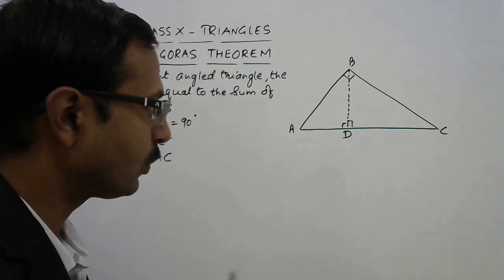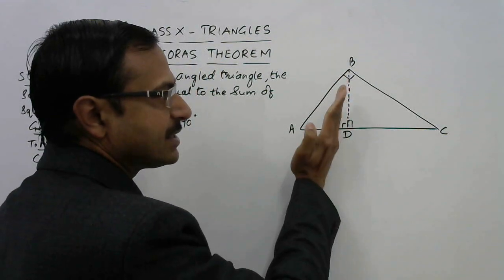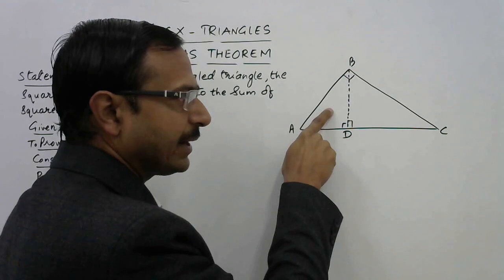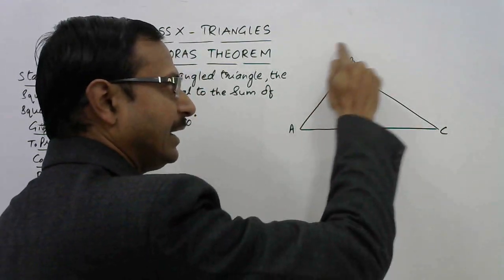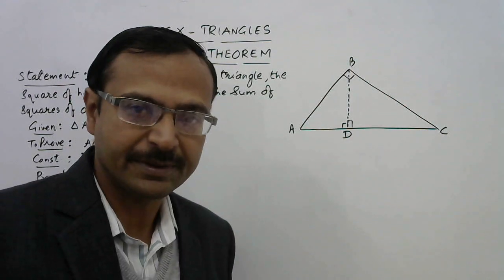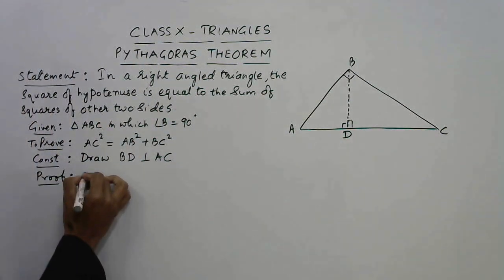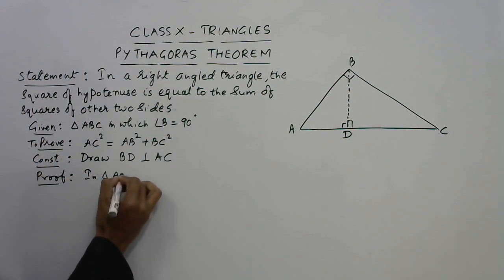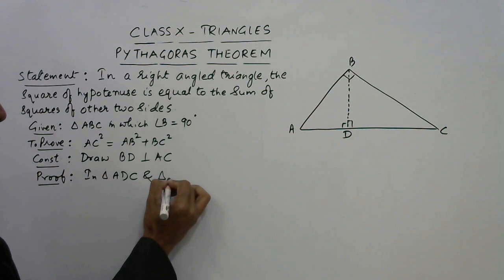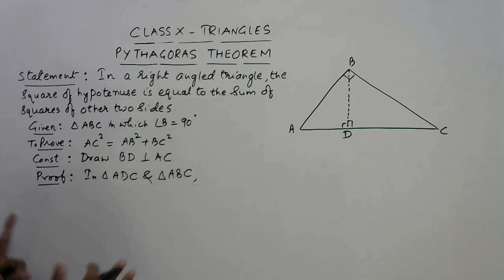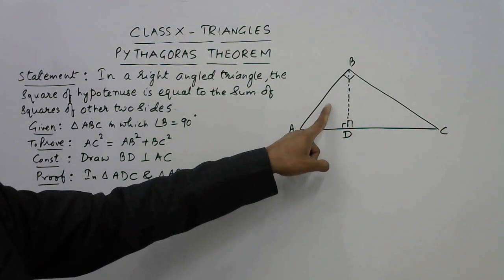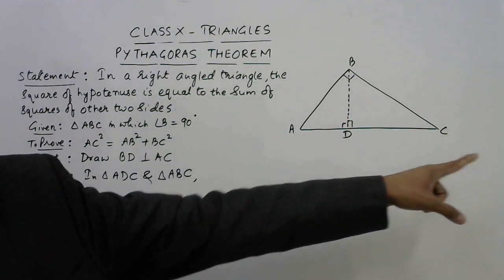So I will try and prove triangle ADB, that is the triangle on the left hand side, the small triangle, and the big triangle ABC as similar. So in triangle ADC and triangle ABC, these are the two triangles I am going to take up. The triangle on the left side with the whole triangle.